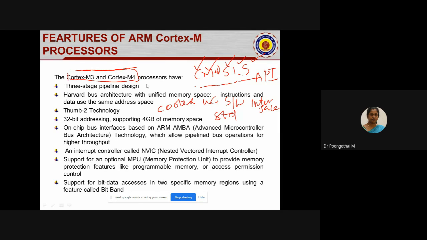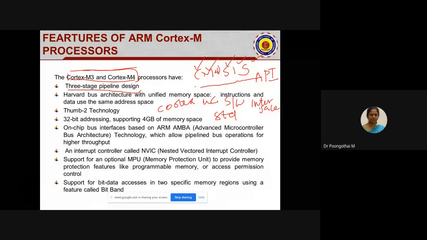The processor core is a 32-bit RISC processor with 3-stage pipelining. So your ARM code follows a 3-stage pipeline design. What are the stages involved? Fetch, decode, and execute. So it follows a 3-stage pipeline architecture for fetching the instruction from your memory.